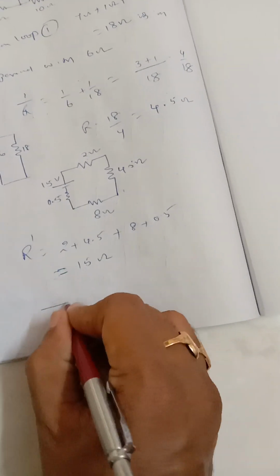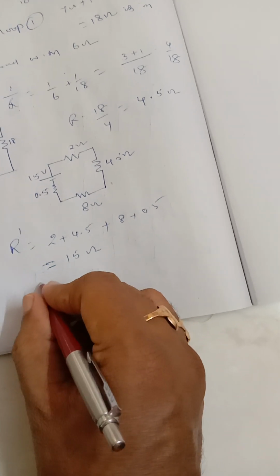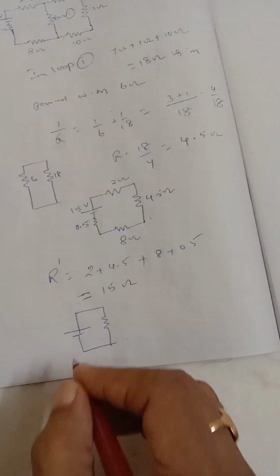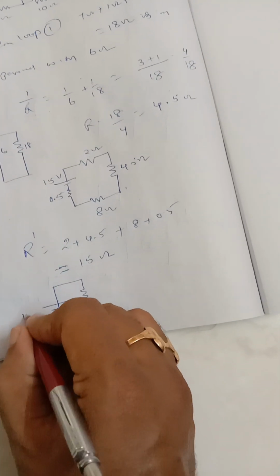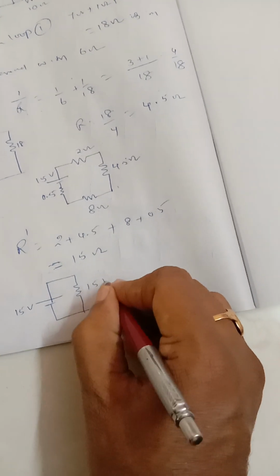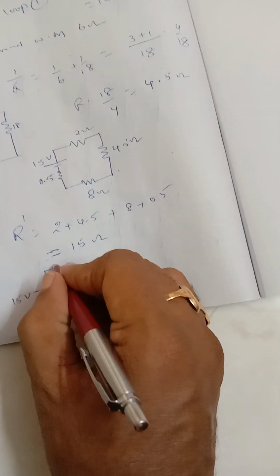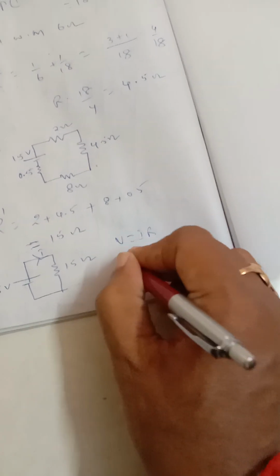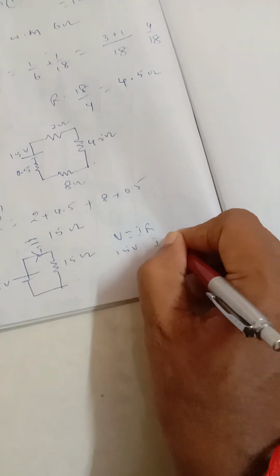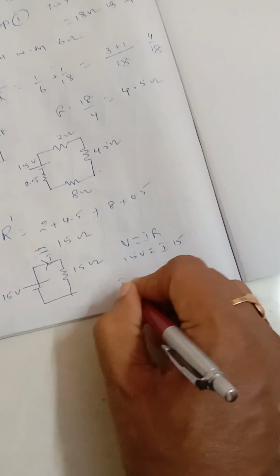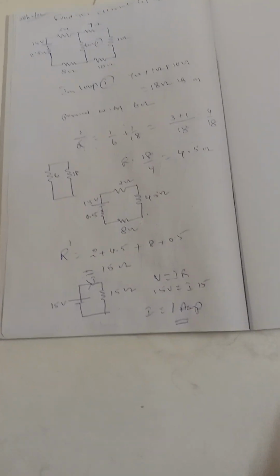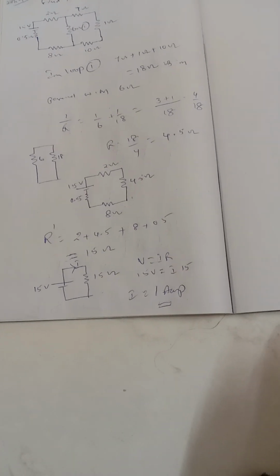Now what we will do? In competitive exams and all, you need not draw this type of diagrams again and again. We have to solve the problem quickly to save time. This is 15 volts, this is 15 ohms. We have to find out the current I. V is equal to IR. Therefore 15 volts is equal to I into 15 ohms. Therefore I is equal to 1 ampere. So I is equal to 1 ampere is the current passing through this circuit.